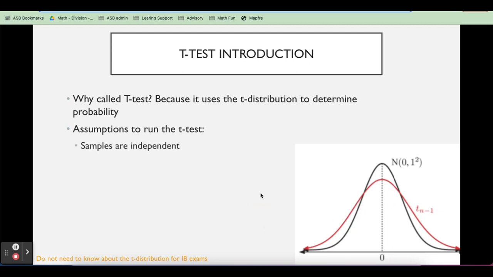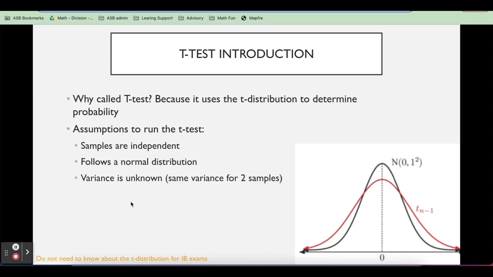The assumptions that we're going to be using is that your samples are independent from each other. So we need to make sure that both samples don't overlap. We don't have the same individual in both. It follows something similar to a normal distribution. And we're always going to know what the variance is. Again, you don't really need to know these specifics. The most important thing in this slide is that the samples are independent from each other.